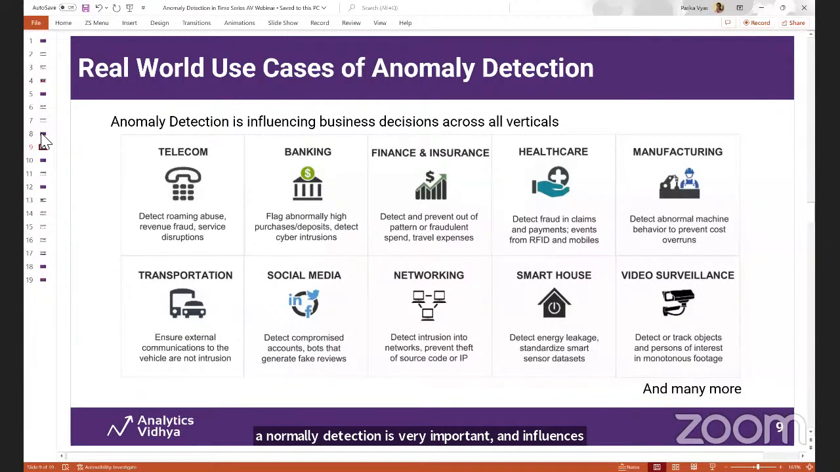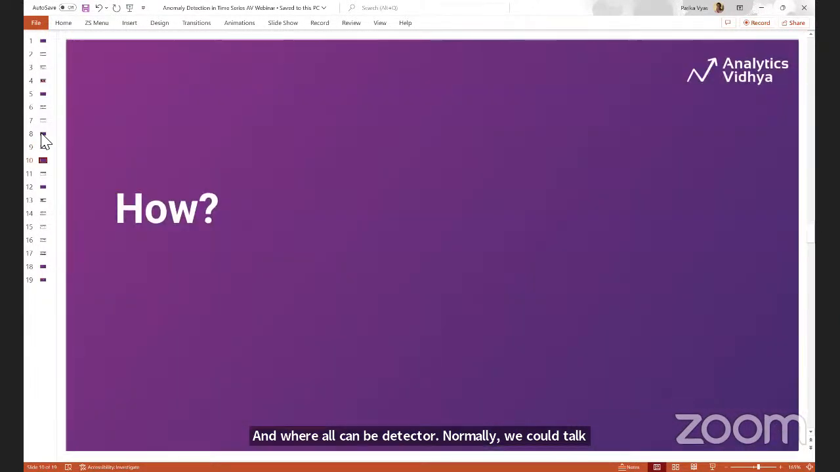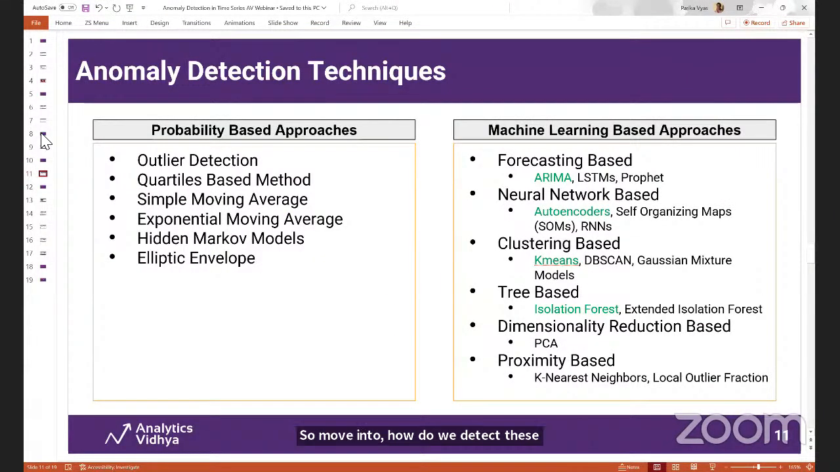So now that we know the importance of anomaly detection, why we need to detect anomalies, and where we can detect them, we can talk about how. How do we detect these anomalies? We could broadly categorize anomaly detection techniques into two huge brackets. One is the probability-based approaches, and the second are the machine learning-based approaches. Probability-based approaches make use of simple statistical values like mean, median, interquartile range, z-scores, t-tests, and so on. So outlier detection using means, and the quartiles-based method is again based on the median.